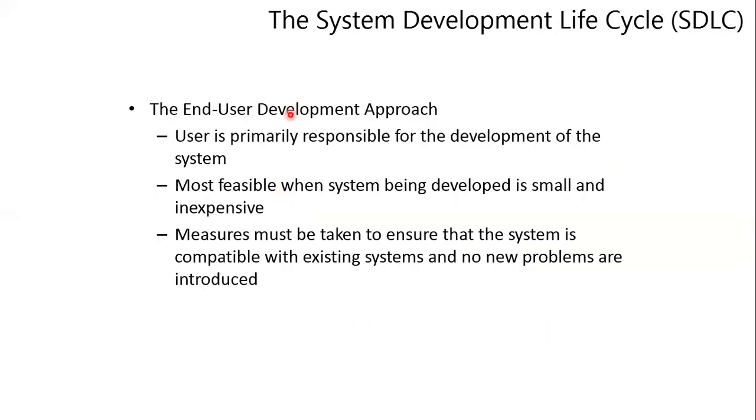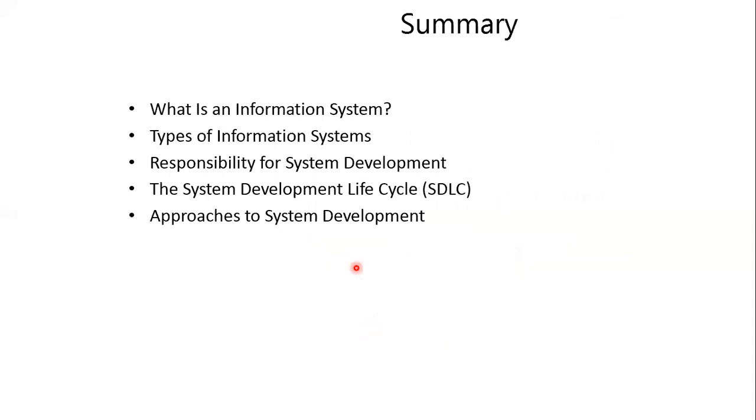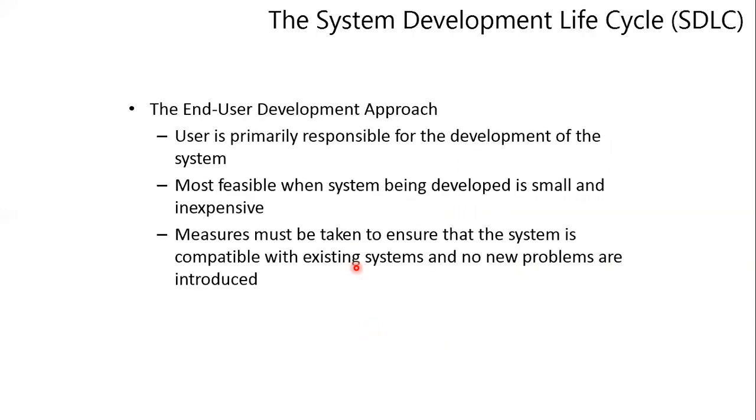Then the end user development approach. The user is primarily responsible for the development of the system. It is most feasible when the system being developed is small and inexpensive. Then we use this end user development approach. Measures must be taken to ensure that the system is compatible with existing systems and no new problems are introduced. So this is our entire system development life cycle.